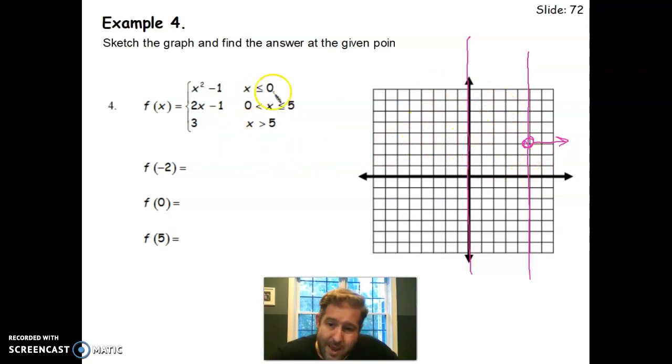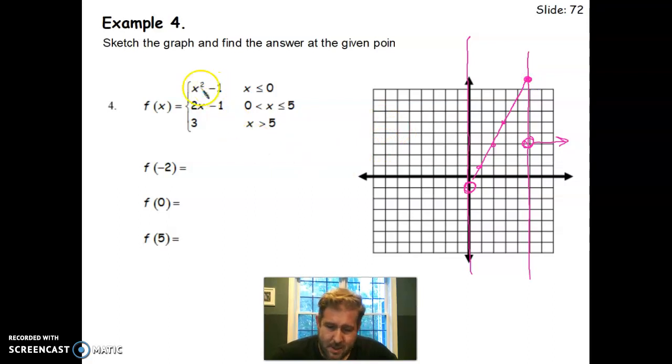Now, in between the 2 boundaries of 0 and 5, it goes by this equation. So it's not included at negative 1, because on the left-hand boundary of 0, it's not included, but it will include the 5, the other boundary. So it goes up to right 1, up to right 1, up to right 1, and keeps going until we get to the boundary line.